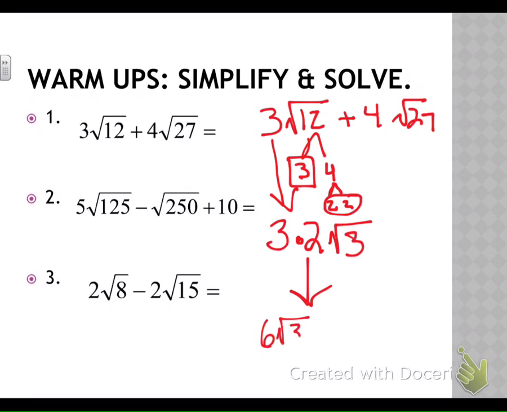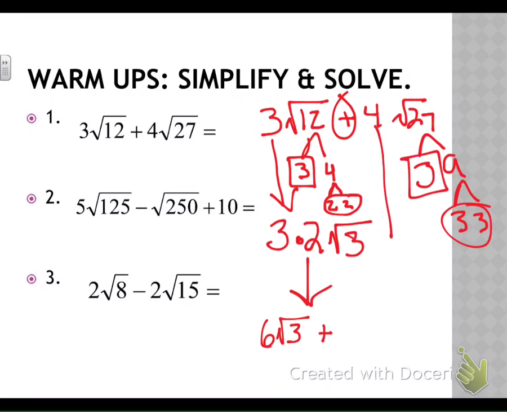6 root 3 plus, since there's a plus sign right here, so 27. That can go 3 and 9, 3 and 3. We have a pair and we have a 3 left over. But we have this 4 times that 3, the pairs. Inside is what's left over, which is 3. So 4 times 3 is 12 root 3.